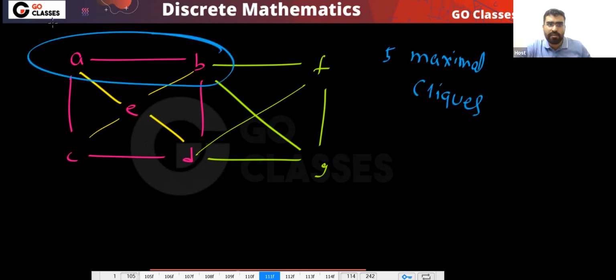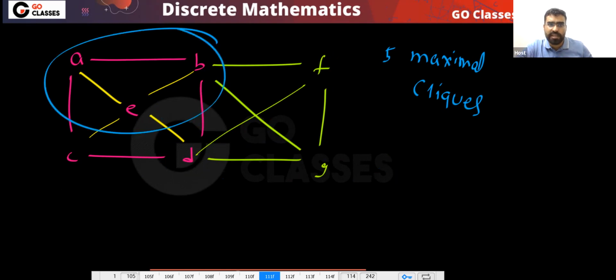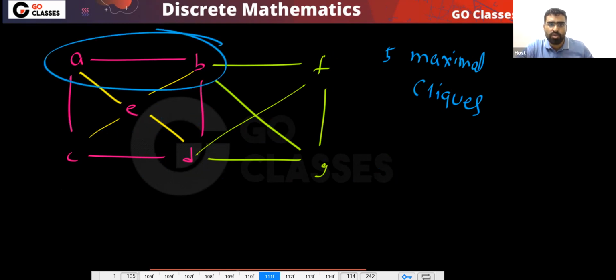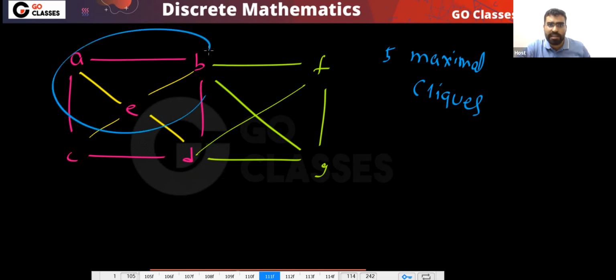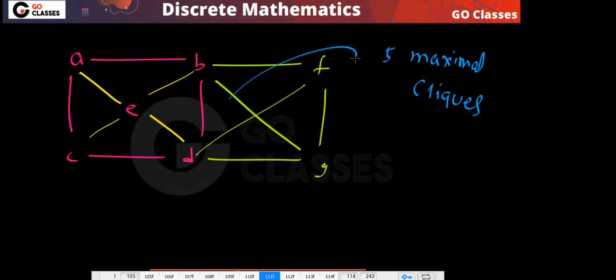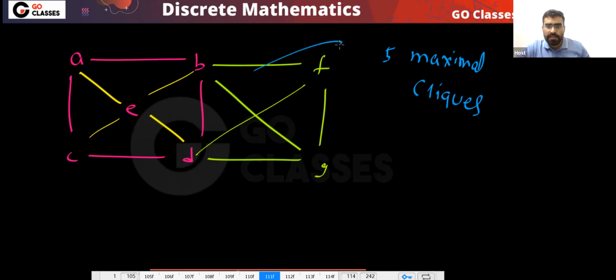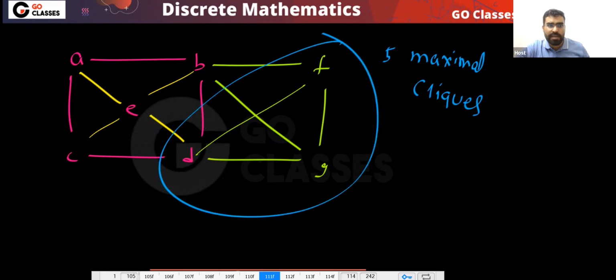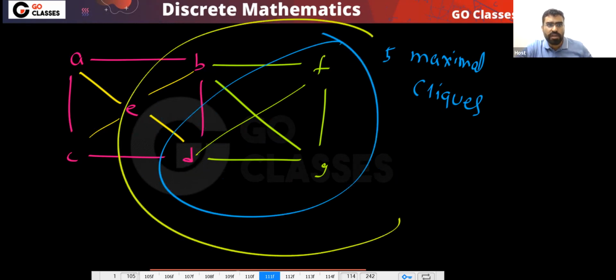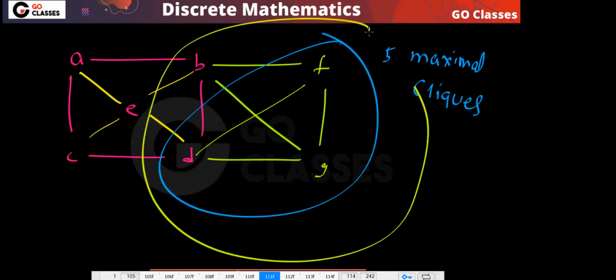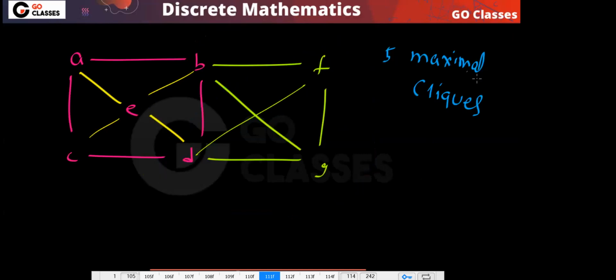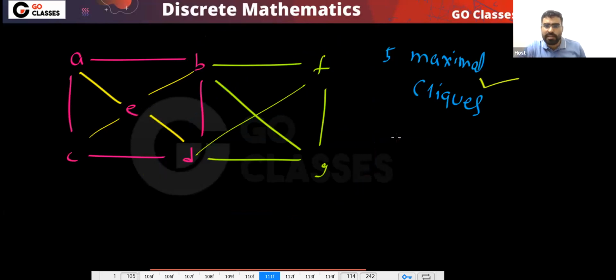This is not maximal because you can make it bigger. You can make it bigger like this. This is not maximal because you can make it bigger. So this is not maximal. So we have 5 maximal cliques.